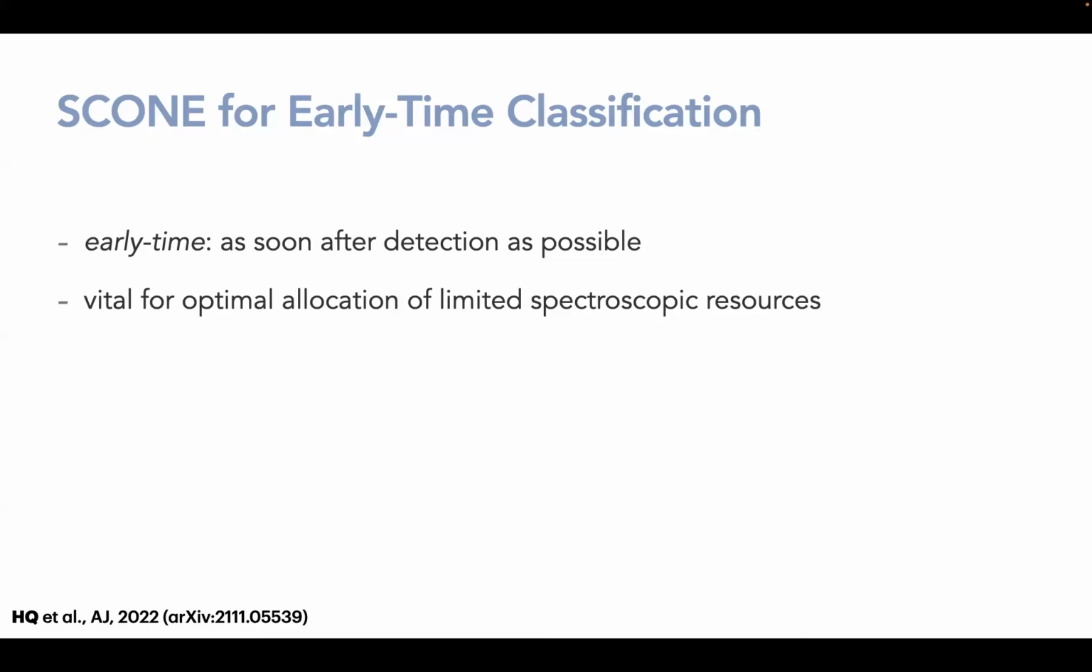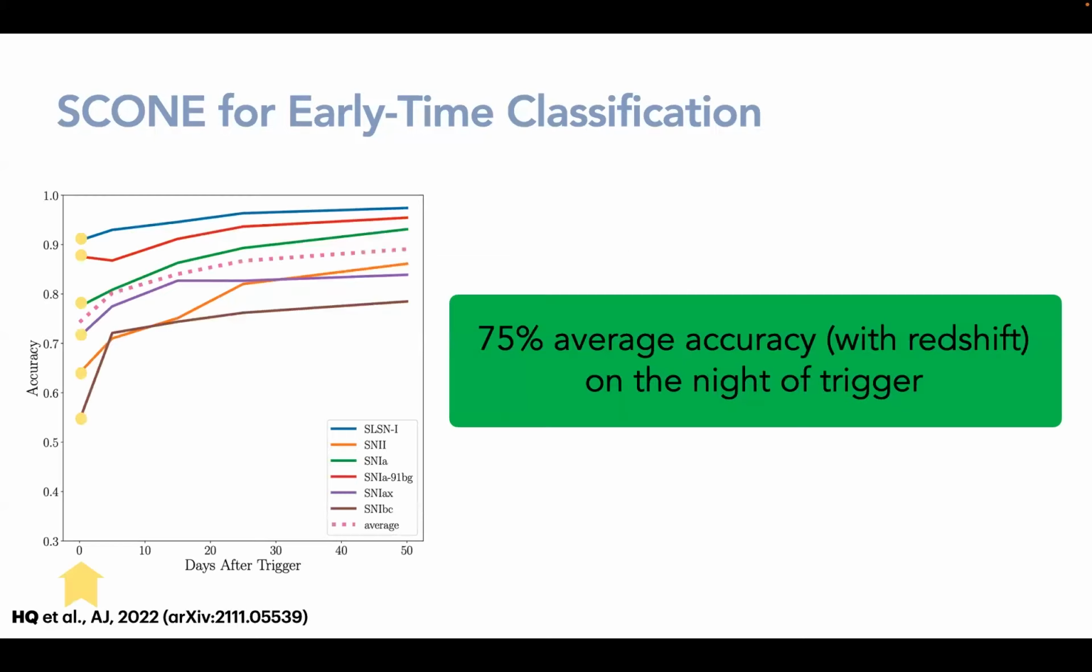And this type of work is going to be vital for optimal allocation of the limited spectroscopic resources that we have. So in fact, we tested SCONE on this early time classification problem. And that's what I'm showing here on the left side, which is a plot of accuracy as a function of the number of days after trigger, where trigger is just defined as, whoa, something is happening in the sky. That's cool. And you can see that around 0 days after trigger, where there are only a couple of data points, maybe in a couple of different bands, we can do 75% average accuracy across 6 different supernova types on the night of trigger.